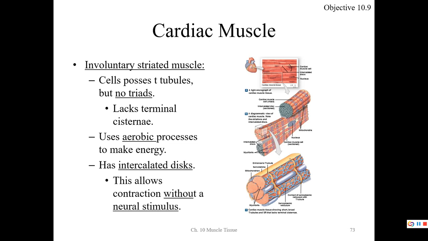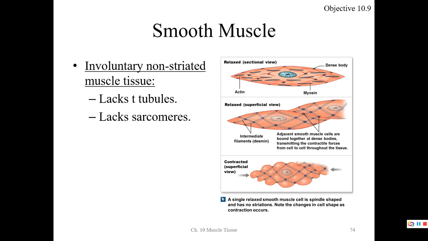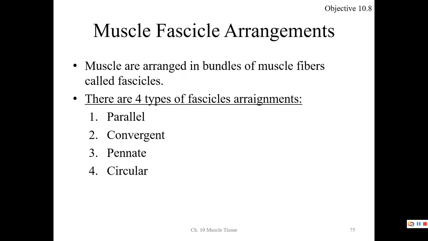Now, they use aerobic energy, aerobic metabolism. They have intercalated discs to contract without neural stimulation. Smooth muscle lacks T-tubules, like sarcomeres, non-striated, involuntary non-striated. Okay. Now let's talk about muscle fascicles and arrangements, and then levers, and then we'll be done.